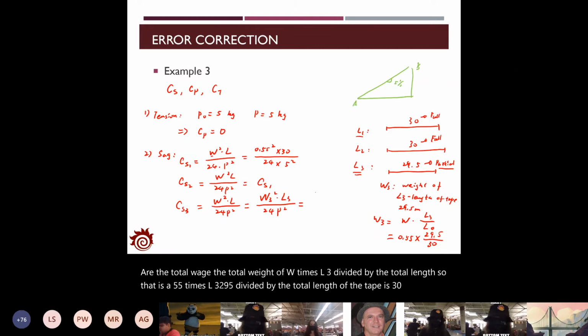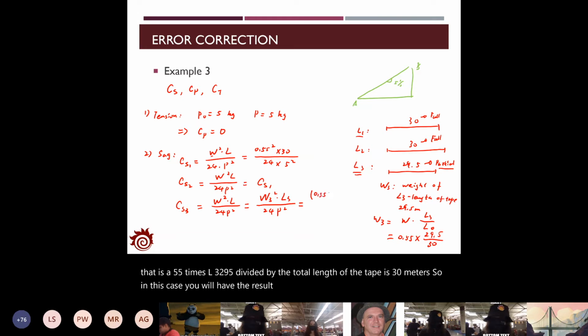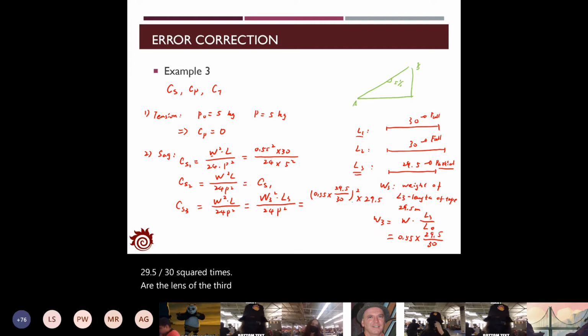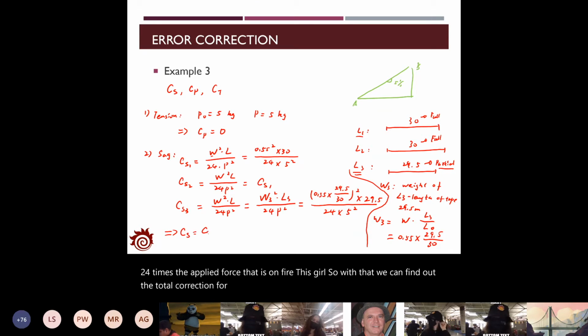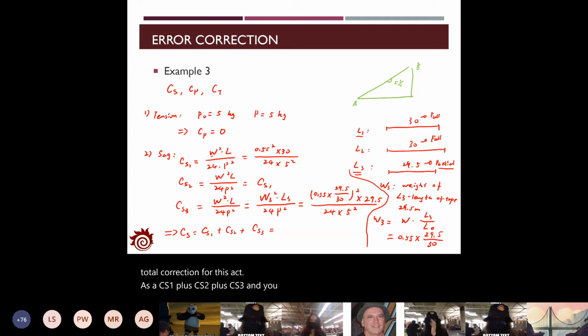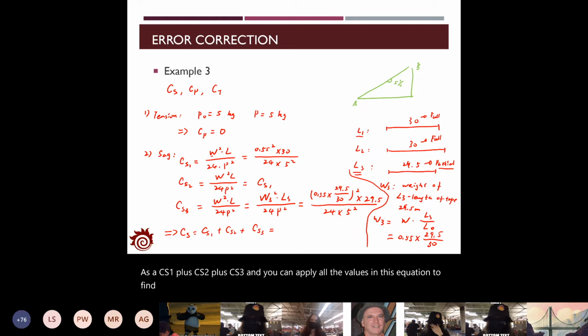So in this case, you will have the result as 0.55 times 29.5 divided by 30, squared, times the length of the third measurement, that is 29.5, divided by 24 times the applied force, that is 5 squared. So with that, we can find out the total correction for the sag as CS1 plus CS2 plus CS3, and you can apply all the values in these equations to find out the result.